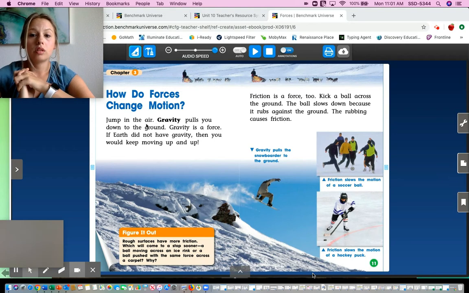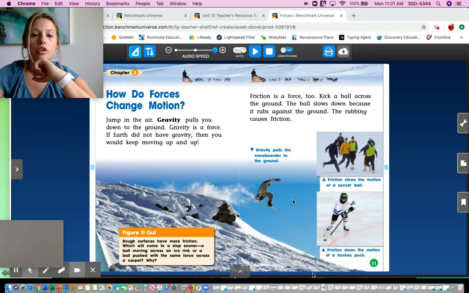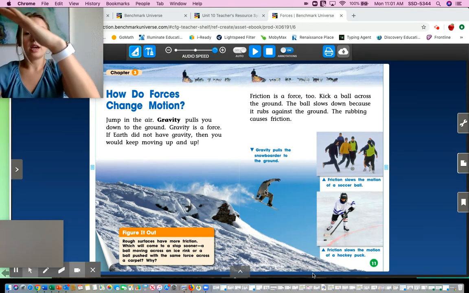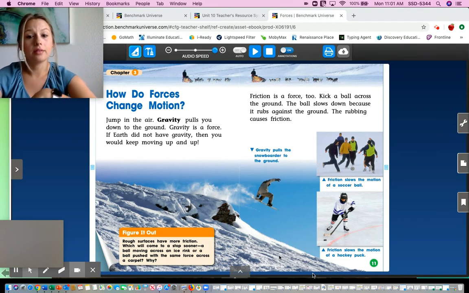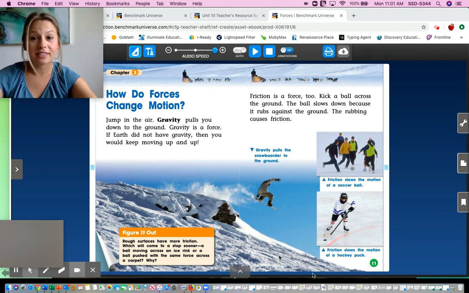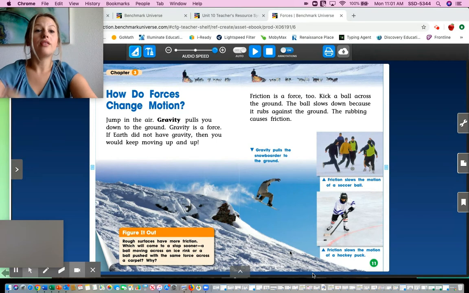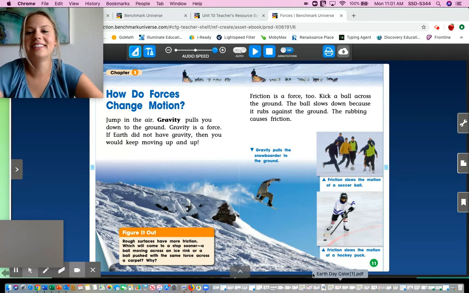Then we got to chapter 3, how do we use forces to change motion? So we were talking about how you can move different directions, and we looked at this guy that's snowboarding, and he's on the mountain. He just took off this rock, and what's going to pull him down? Gravity, remember? So gravity keeps your feet on the ground. If you go up, you will come down. If you jump, you will come back down.